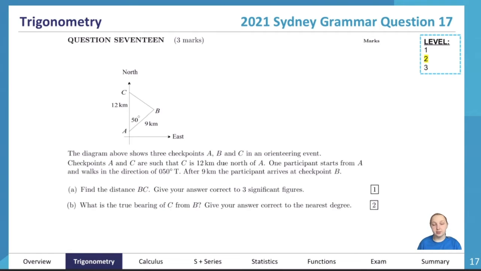I would say the reason that part B is worth 2 marks instead of just the normal 1 mark for part A is because bearings are typically harder questions to answer. And I think a lot of people usually struggle with bearings. But we'll have a look at how you might answer this question.